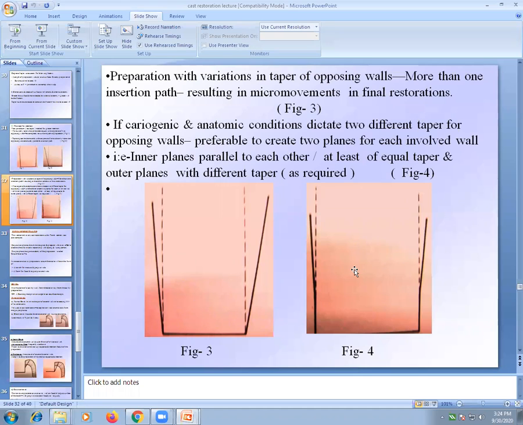In some cases, if due to caries we have to give a taper in two different planes, right? If the carious and the anatomical condition dictate two different tapers for opposing walls, we have to create two planes, right? First, you don't give any taper, maintain the parallelism in the apical third region, while in the coronal region you can give a slight taper, but of equal dimensions. Right? Here, if you are giving 2 degree taper, here also you have to give a 2 degree taper.